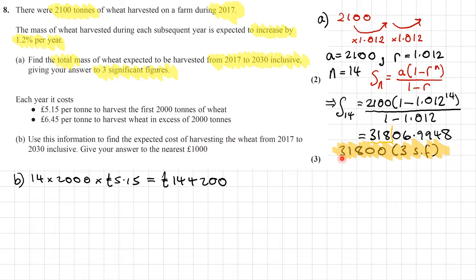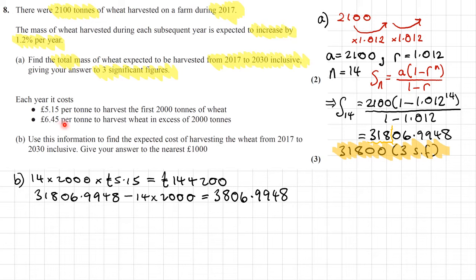Now also in every year we've got the excess of 2,000 that's charged at £6.45 per tonne. What's that excess? Well, if we take 14 lots of 2,000 away, we work out what the excess is that's going to have this higher cost. So now I'm actually going to use the exact answer, not my rounded answer. So 31,806.9948 minus 14 times 2,000. And that is 3,806.9948. And this amount is charged at £6.45 per tonne.